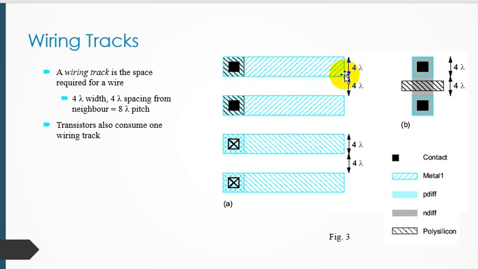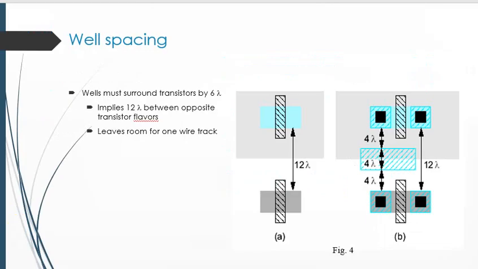Transistors also consume one wiring track. The second important parameter for the calculation of area is the well spacing. We must surround the transistor by 6 lambda well spacing. That implies 12 lambda between opposite transistor flavors, leaving room for one wire track. It is very clear in this figure. By using these two important parameters, we can achieve the goal of area calculation or area estimation.